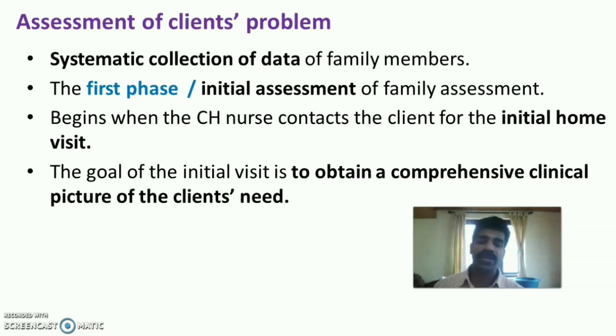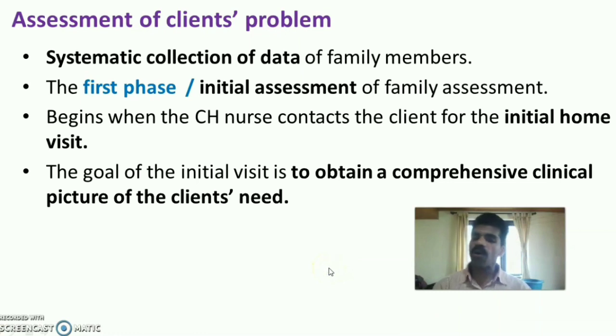It begins when the community health nurse contacts the client or family members for the initial home visit, that is, the first home visit. So the goal of the initial home visit is to obtain a comprehensive clinical picture of the client's needs and problems. A comprehensive clinical picture of all the members of the family, their needs and their problems, has to be identified during the initial home visit.